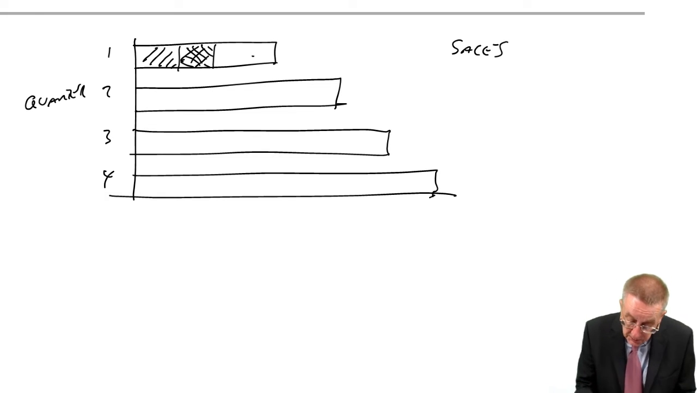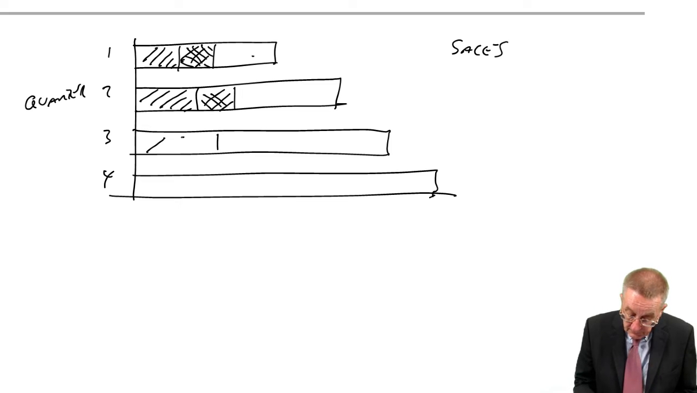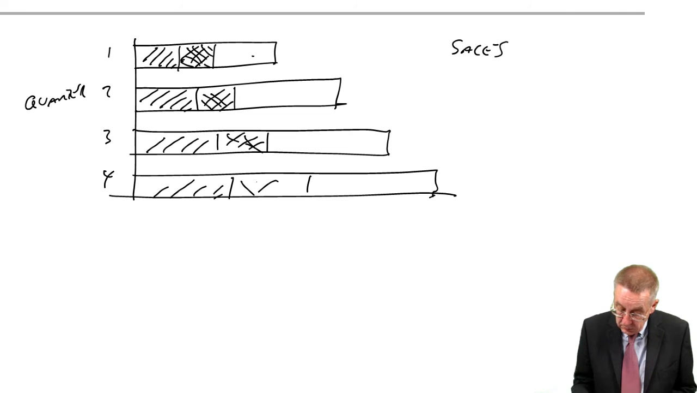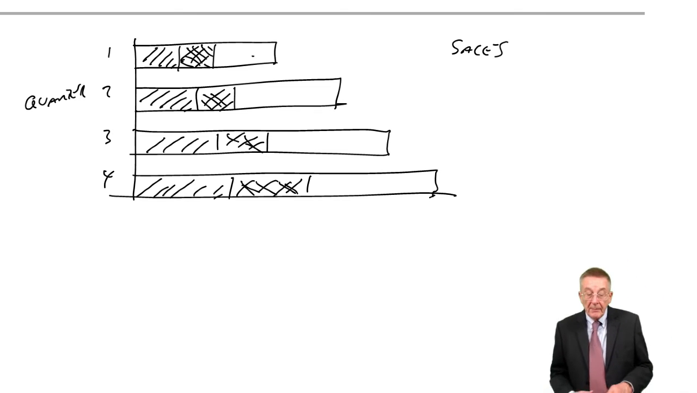And maybe in quarter 2, that first product had that many. Second product didn't change much. The third product, a lot bigger than quarter 1, and so on. I don't know why I'm doing this, but still. I think you can see what I'm getting at, even though it's not very pretty.